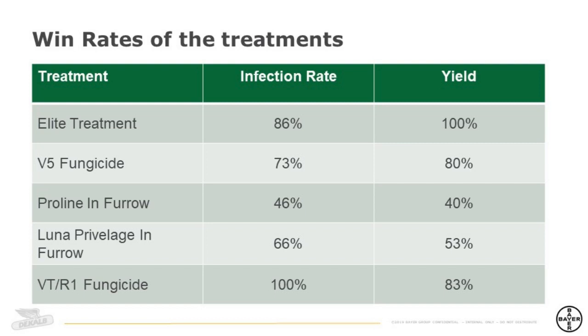Here's another way I thought about looking at the data this year, and this was just talking about the win rates of each treatment. So this is how each individual treatment compared in either lowering the infection rate, or providing a yield bump over the check. These are the win rates. So obviously, just like in most things, the higher the yield advantage you have, the higher the win rate's going to be, and basically that's what we see here.